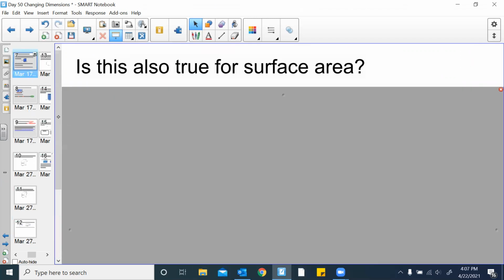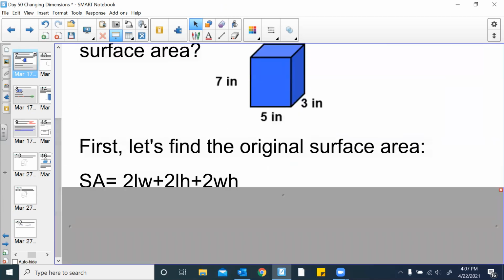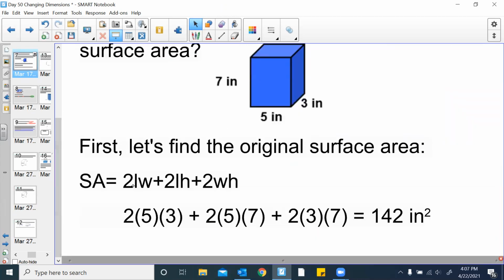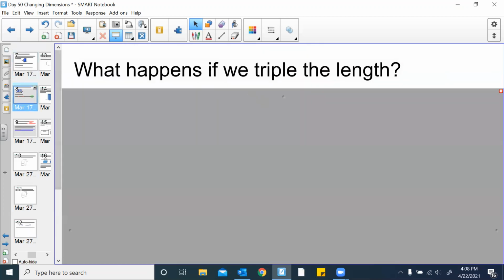Okay, so is this also true for surface area? The answer is no, but let's look at it. Your surface area formula involves addition, and that's really what makes this not work. We have 2 length times width plus 2 length times height plus 2 width times height. That covers all 6 faces of our 3D shape, a rectangular prism.